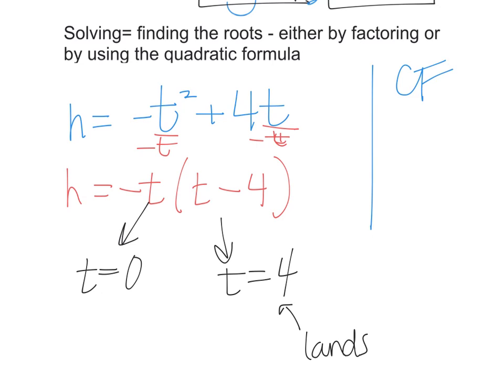If we wanted to find the maximum height of the ball and when it occurred, we would have to average those two values. 0 plus 4 divided by 2 is 2. So at 2 seconds, the ball was at its maximum height. The way to find out that height is by substituting the 2 into the equation and working it out. So negative 2 squared is 4, plus 8 is 4 meters. So at 2 seconds, the ball reached a maximum height of 4 meters.